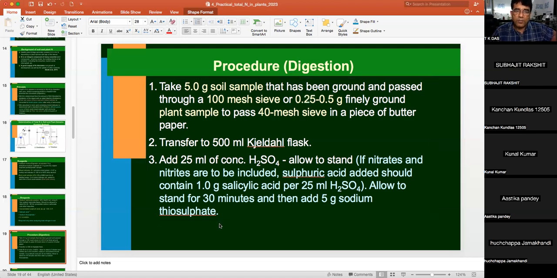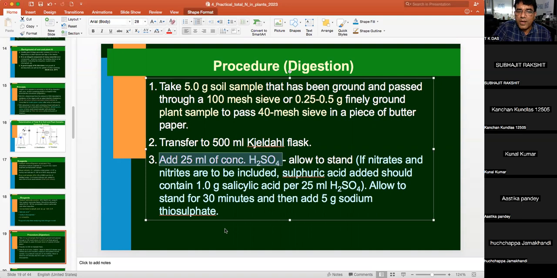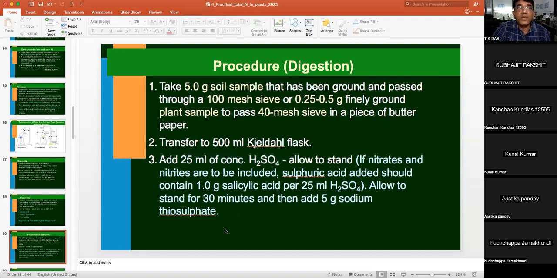And now, what you need to do after weighing of the soil or plant sample, you transfer it to 500 ml Kjeldahl flask. Now, then the process for digestion starts. Add 25 ml of concentrated sulfuric acid. Allow to stand, keep it for a few minutes.